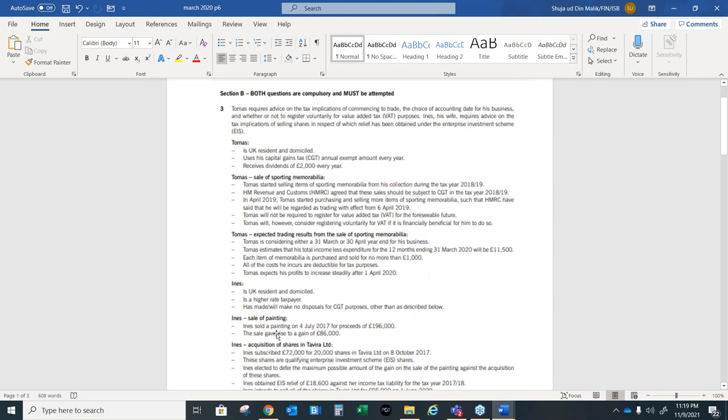Okay, Eins is going to sell. Eins sold a painting on 1st July 2017 for proceeds of 196,000. The sale gave rise to a gain of 86,000. Again, the gain has been calculated. You don't need to look for the cost. You don't need to look for other information. Since the gain has been calculated, the examiner is not interested to ask you for the calculation. He is interested in something else. You have to find that in the requirement. If you miss out on that, you are not serving the purpose of the examiner.